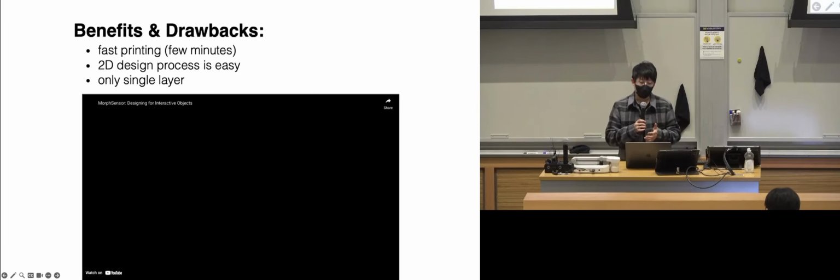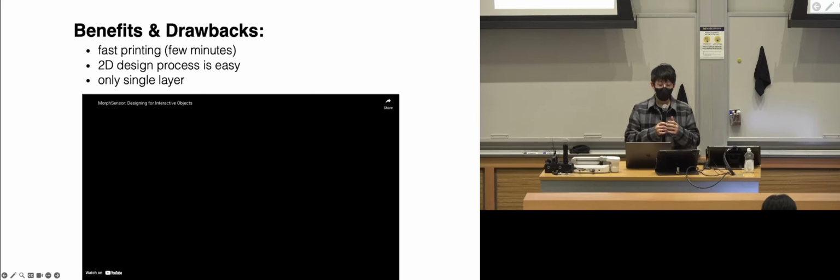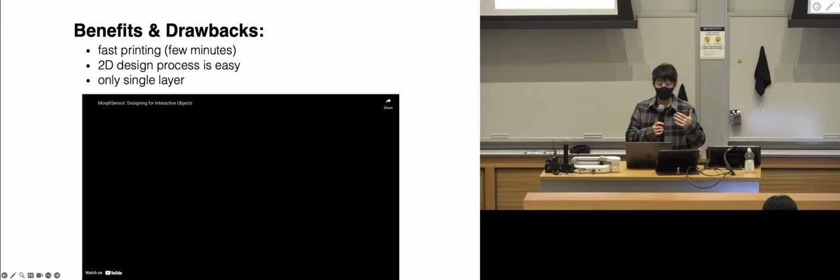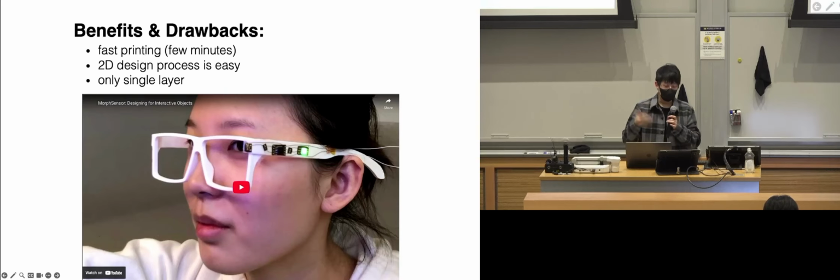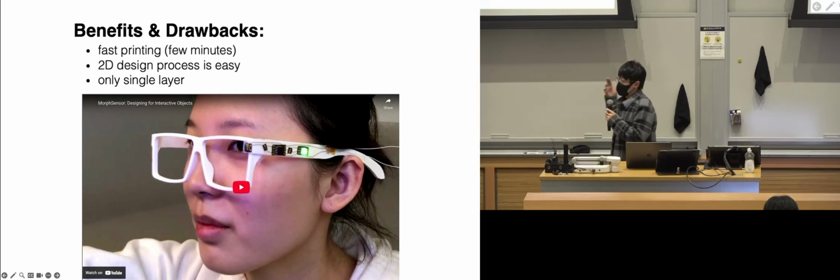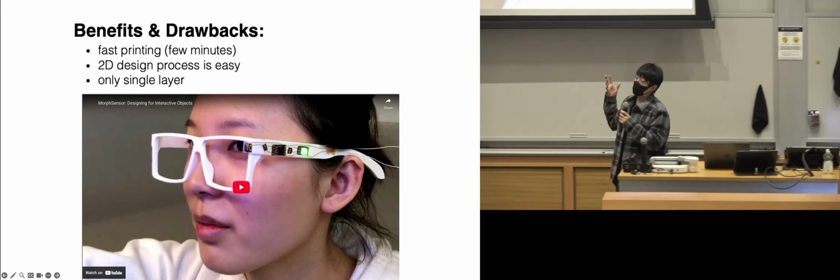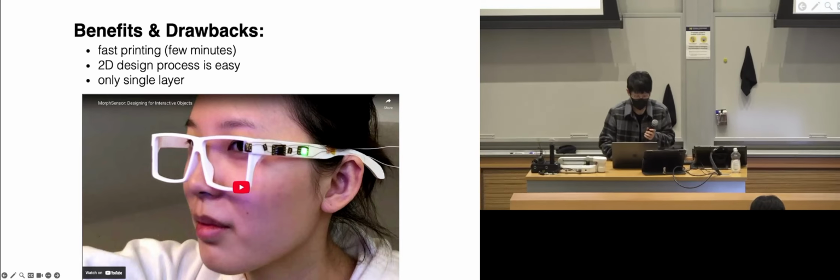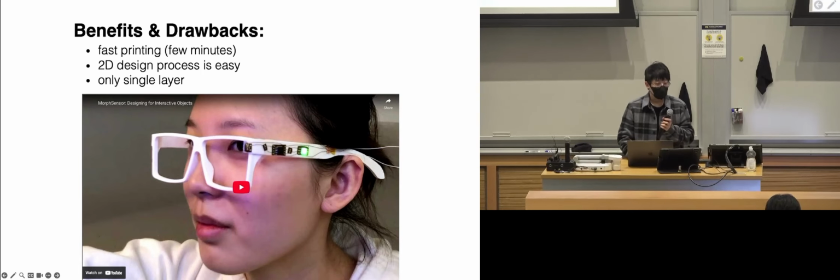Obviously, the benefit here is very fast printing. Usually you can have a PCB or PCB-like circuit design in a matter of minutes. And the 2D design process is usually relatively easy because you just draw the circuits, but you do have to have some electronic knowledge for that. The drawback is it's usually just a single-line design, and I can show you some of the prototypes that we built in the past using this method, if it plays.